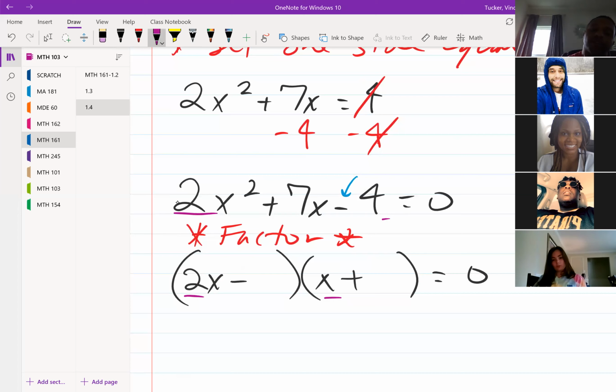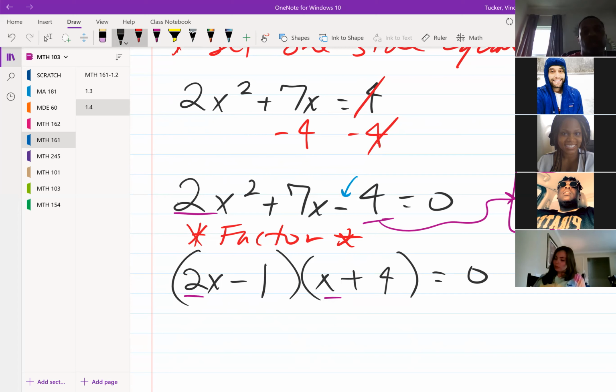Then I have factors for 4. The choices I have: 1 times 4, 2 times 2. And remember, I'm trying to get 7 in the middle. So what I would do is use 4 here and then 1 here.